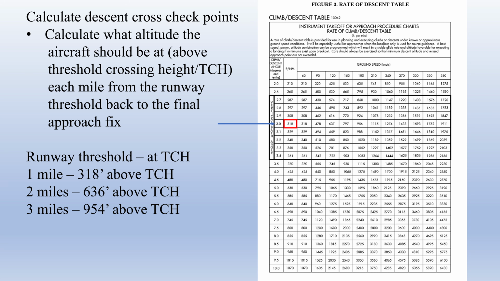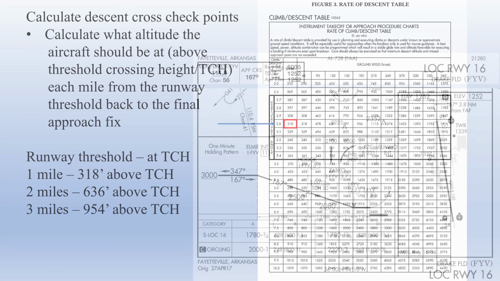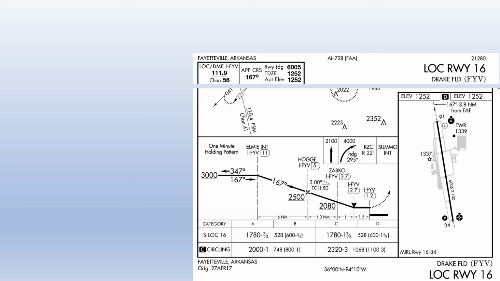Of course, this tells us how high above the threshold crossing height we're going to be. It doesn't tell us what our altimeter should show, and that's what we need to know. So how do we calculate that? The first thing that we need to do is figure out what our altimeter should read as we're crossing the threshold. And again, on the profile view, it shows us that the threshold crossing height for this approach is 50 feet. And so that means that we should be 50 feet above the touchdown zone elevation as we're crossing the runway threshold. And the runway touchdown zone elevation is 1,252 feet. So if we add those two together, our altimeter should say 1,302 feet, roughly, as we cross the runway threshold.